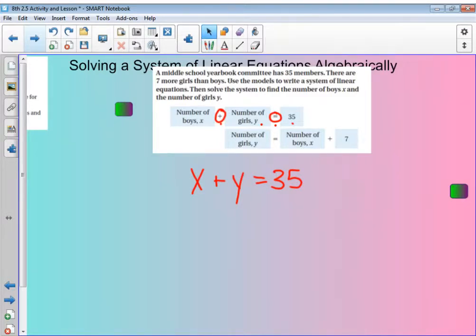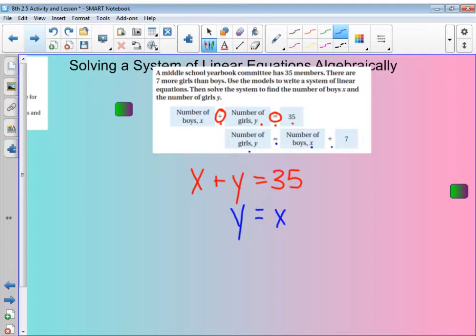Our second equation, we've got our number of girls, which is Y, and I'm just going to offset it just like they did in the model, equals the number of boys, which is X, plus 7. Okay, so there I have my 2 equations. Now, yesterday when we worked through to graph these, remember in order to graph these, we had to have them in our Y equals format. Well, today we're still going to do that. We're going to go ahead and isolate to get that Y by itself.